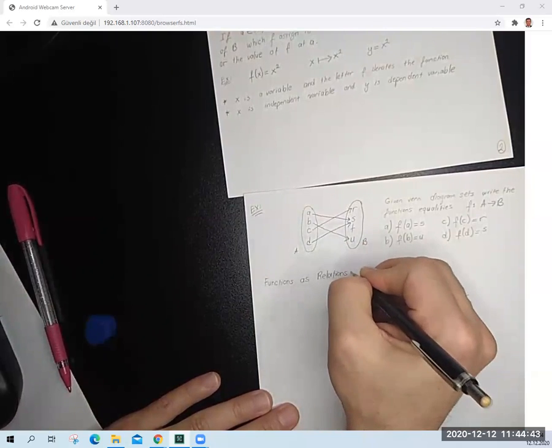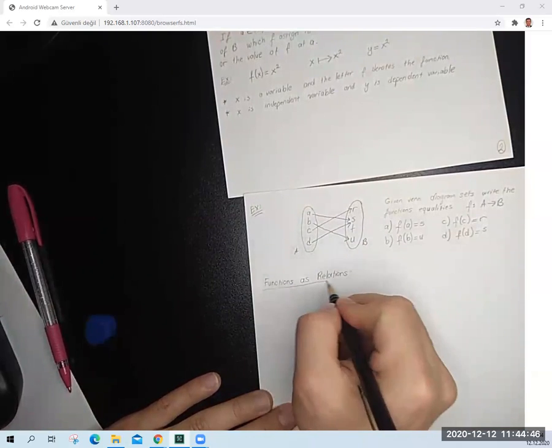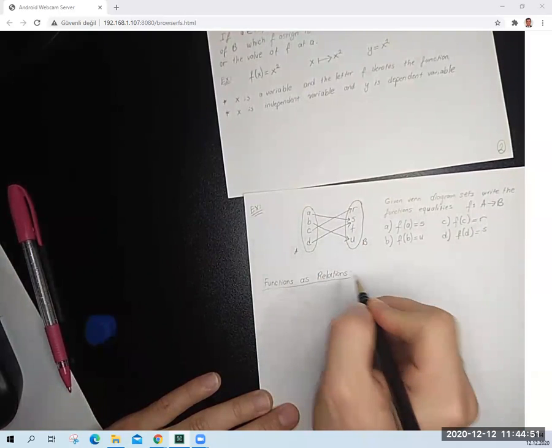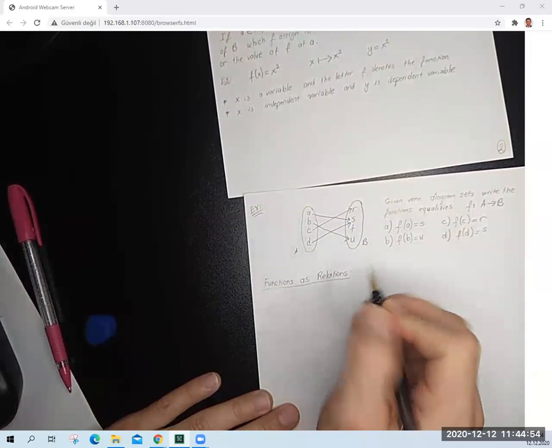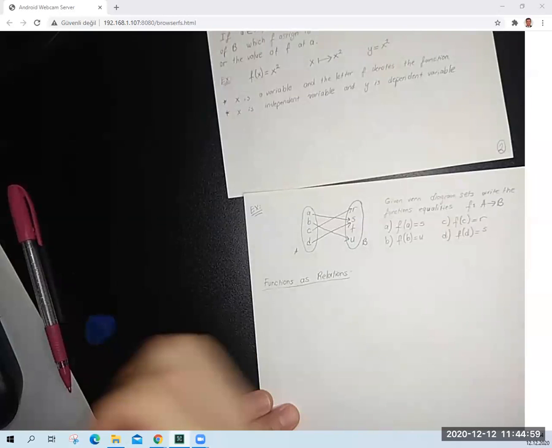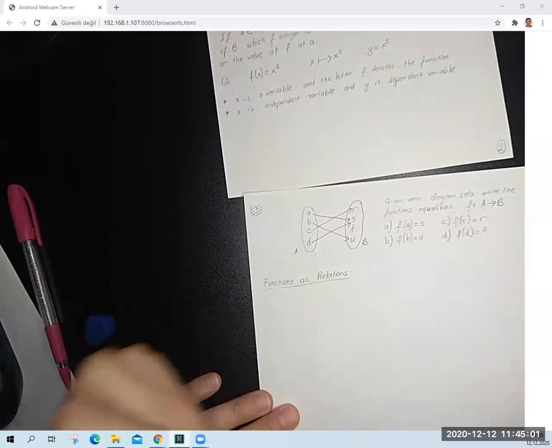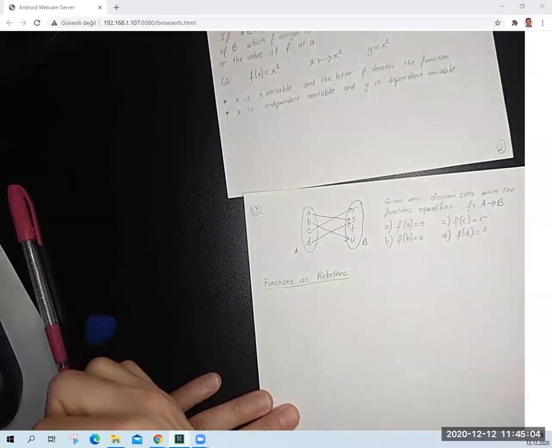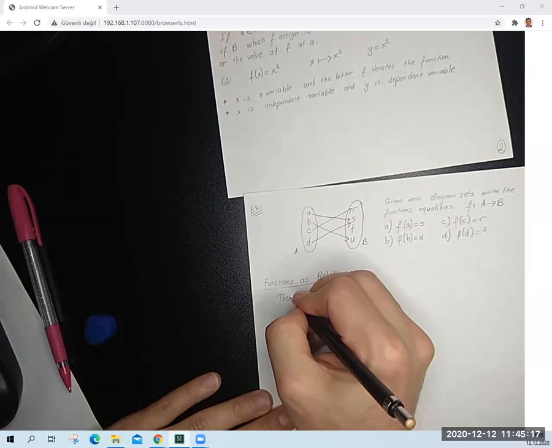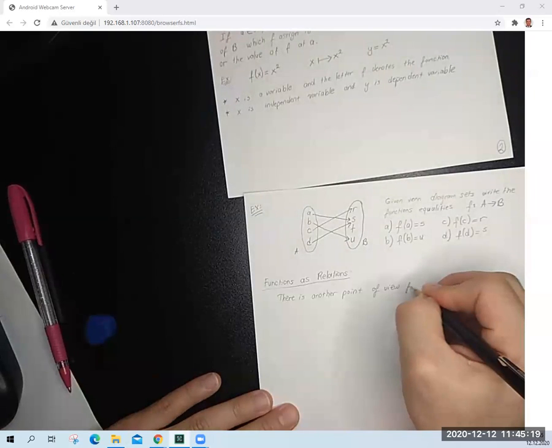So as a function as relation, there is some definition. There is another point of view from which functions may be considered.